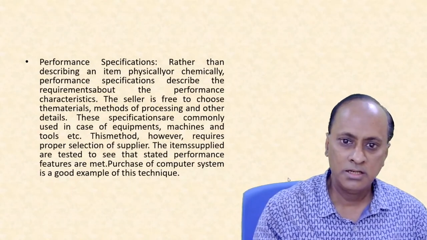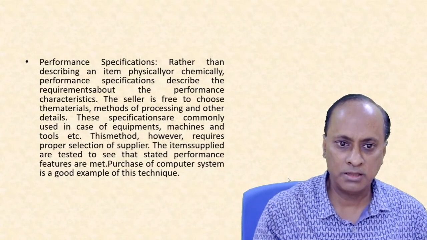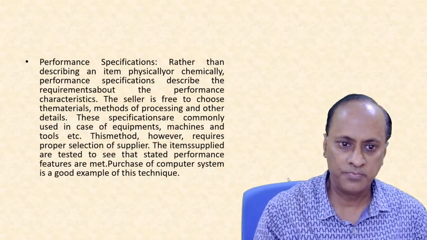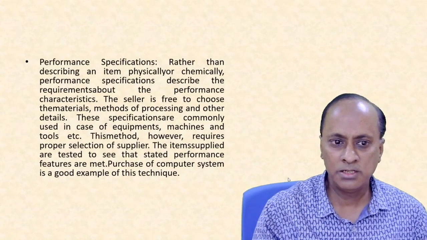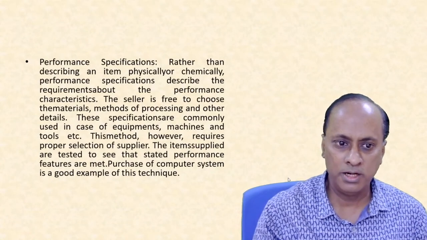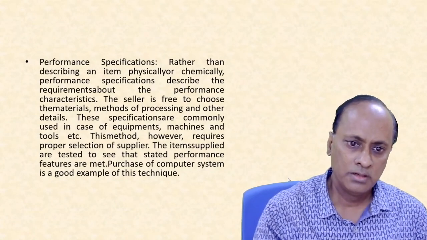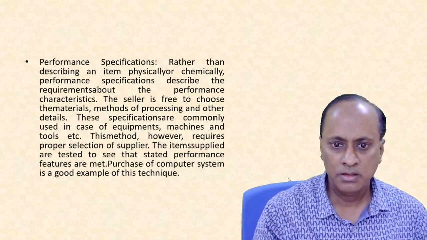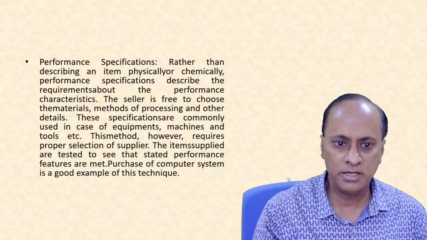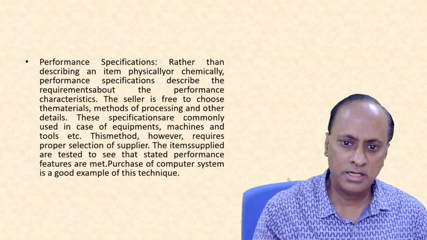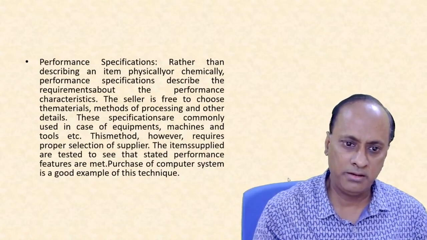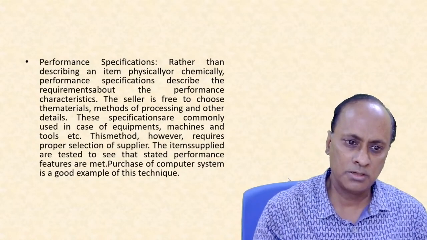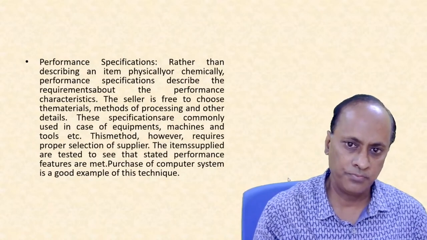The seller is free to choose the materials, methods of processing and other detail. This specification is commonly used in case of equipment, machines, tools. This method, however, requires proper selection of supplier. The items supplied are tested to see that stated performance features are met. Purchase of a computer system is a good example of this system.